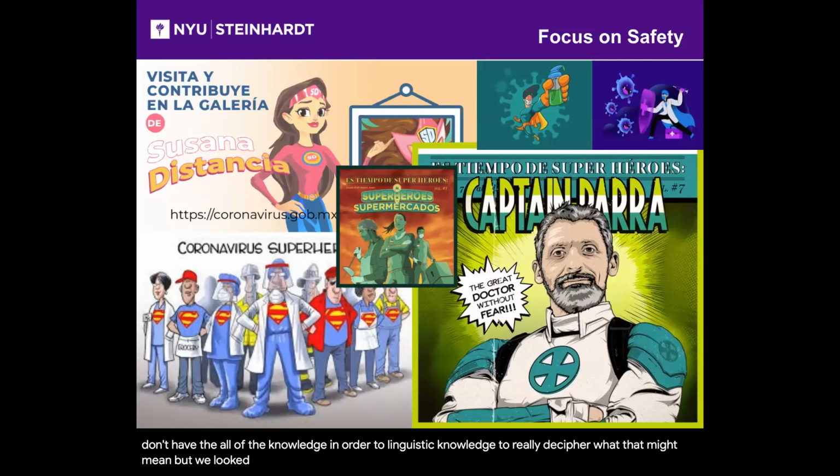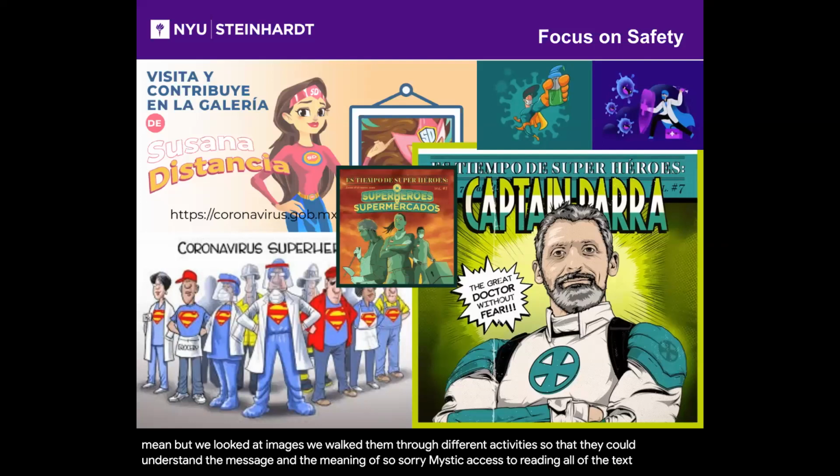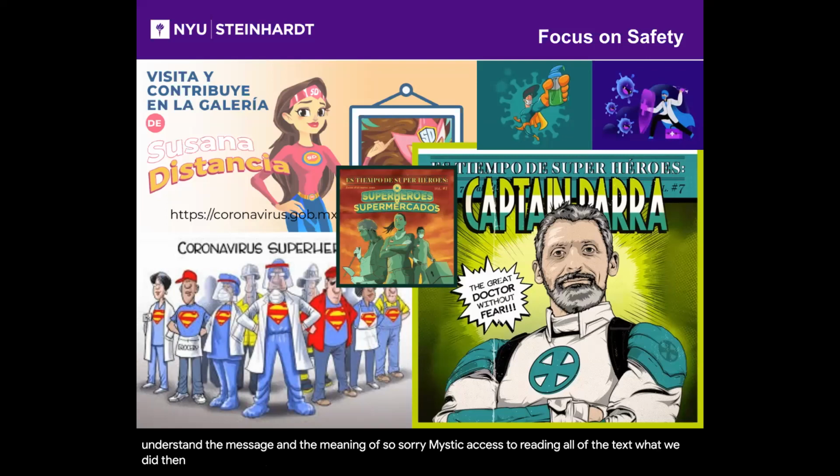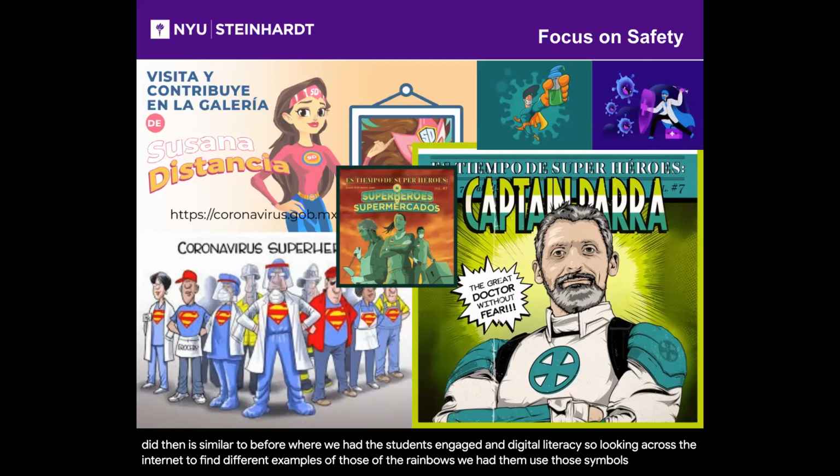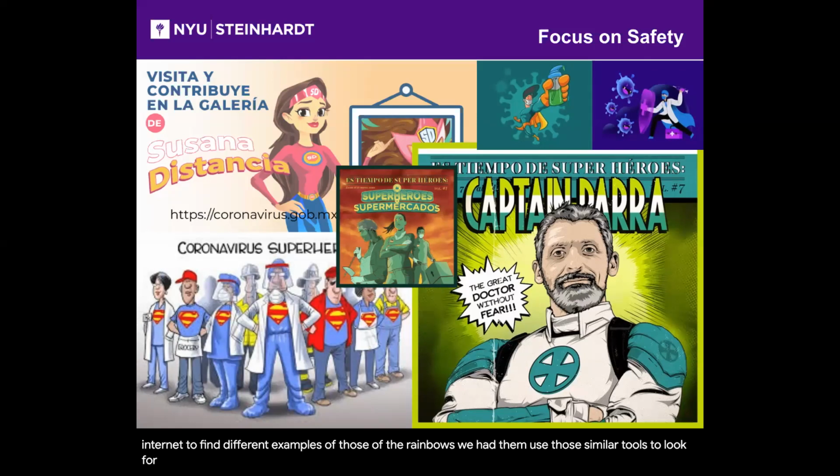But we looked at images, we walked them through different activities so that they could understand the message and the meaning of Susana Distancia, even though they didn't necessarily have the linguistic access to reading all of the text. What we did then is similar to before, where we had the students engaged in digital literacy, so looking across the internet to find different examples of the rainbows. We had them use those similar tools to look for different examples of superheroes that were coming up.